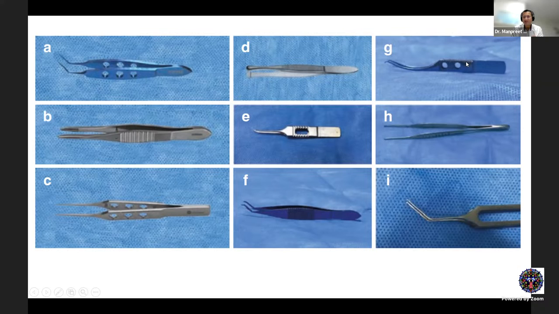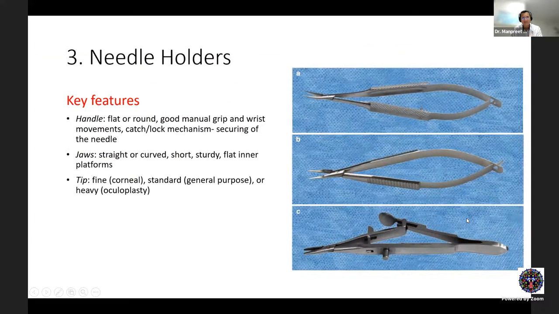The G forceps is a Colibri forceps. It's a smaller version of the limbus forceps. H is again Bishop Harmon. And I is IOL holding forceps. It has got serrations over the tip. Try to describe it in this way.